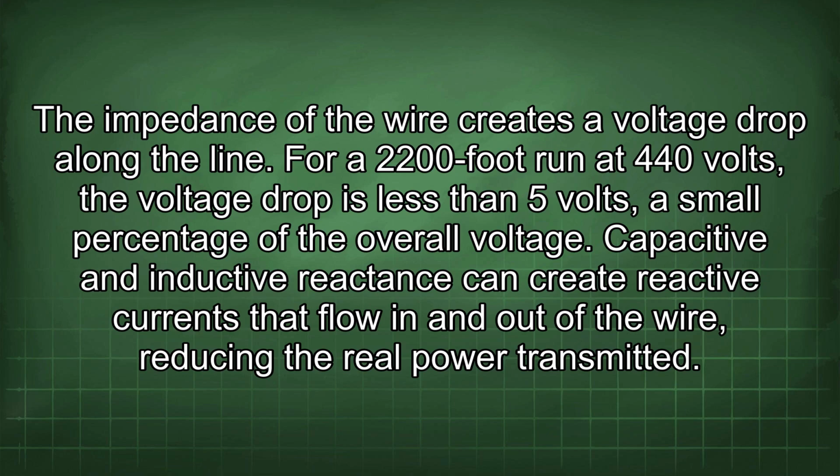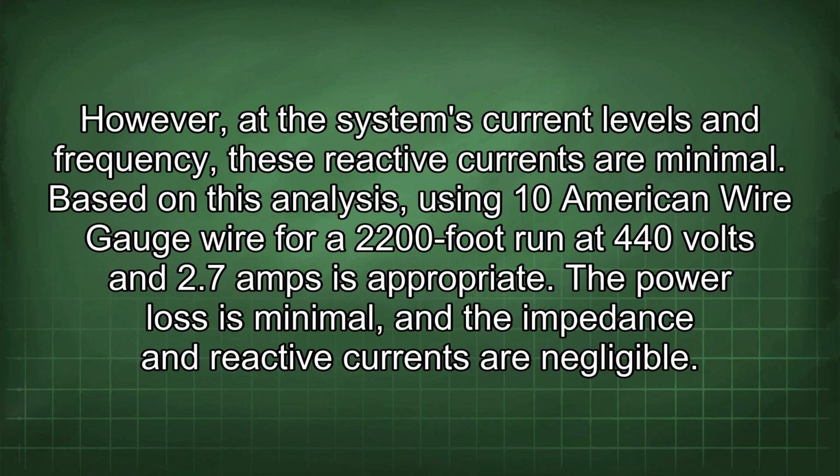For a 2200-foot run at 440 volts, the voltage drop is less than 5 volts, a small percentage of the overall voltage. Capacitive and inductive reactance can create reactive currents that flow in and out of the wire, reducing the real power transmitted. However, at the system's current levels and frequency, these reactive currents are minimal.